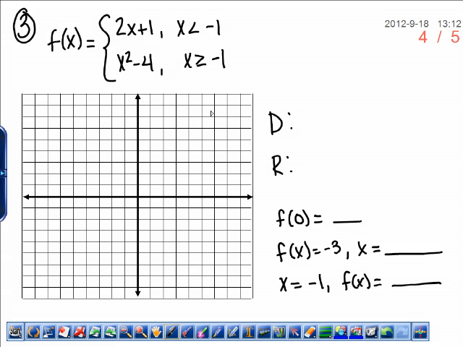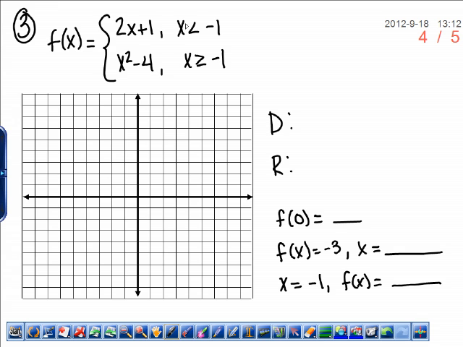So if I'm looking at my top function, f of x equals 2x plus 1, what kind of graph is that going to be? What's the shape of that piece? It's going to be linear, okay? Look at the second piece, x squared minus 4. What's the shape of that piece going to be? Quadratic or a parabola, okay? So I've got it in my head what shape both of them are going to be. Now I just got to figure out where they go.